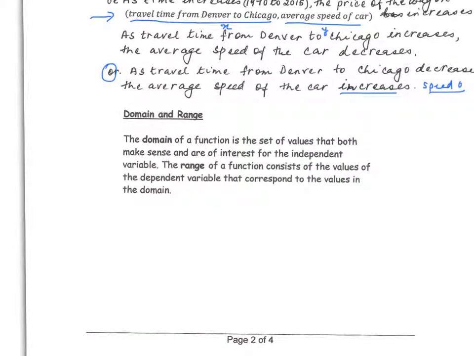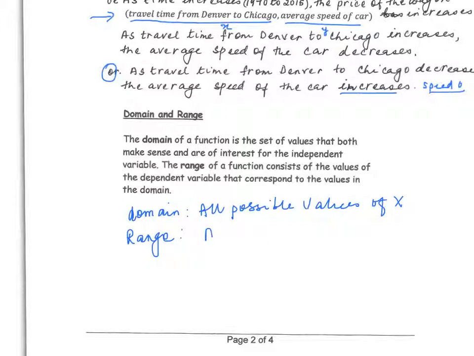Now we've discussed domain and range of a function. The domain is all possible values of x, and the range is all possible values of y. This is the independent variable, and this is the dependent variable.